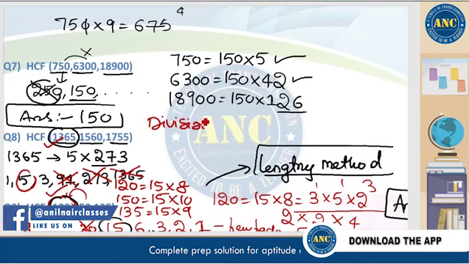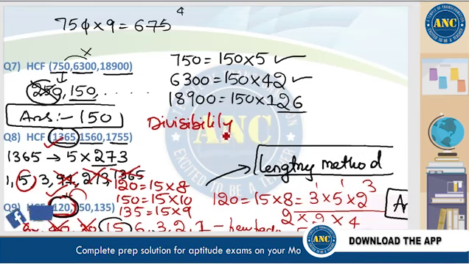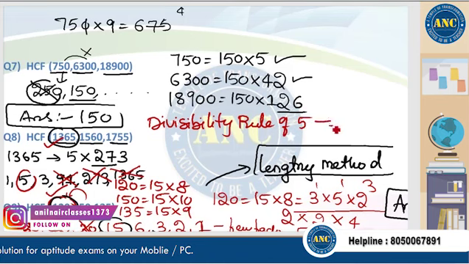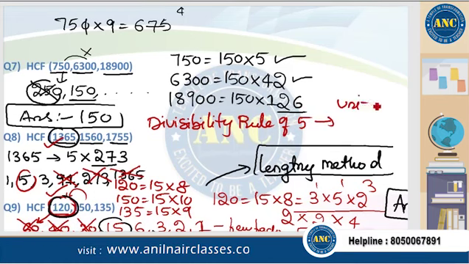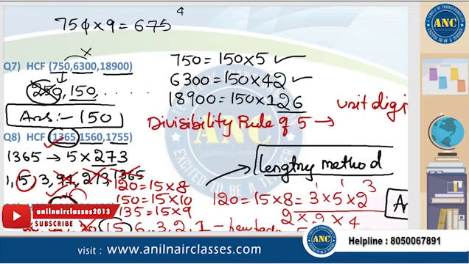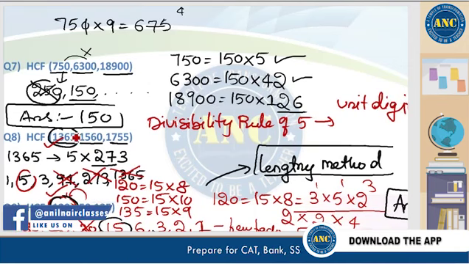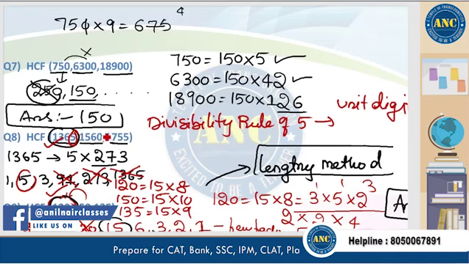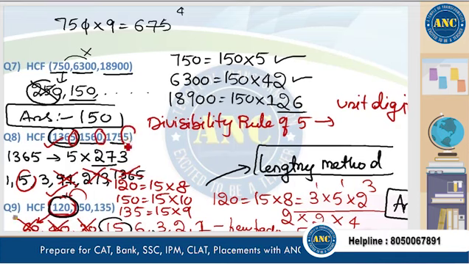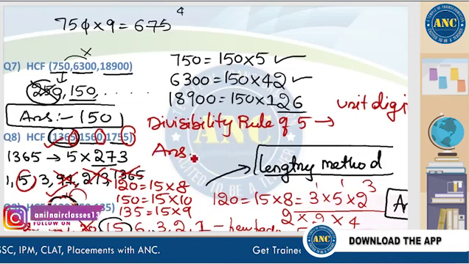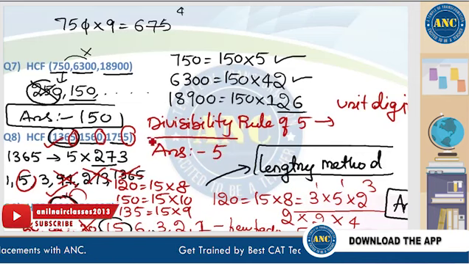The divisibility rule of 5 is that the unit digit should be 5 or 0. So here the unit digit is 5. Here the unit digit is 0. Here the unit digit is 5. So the answer for this question is 5.